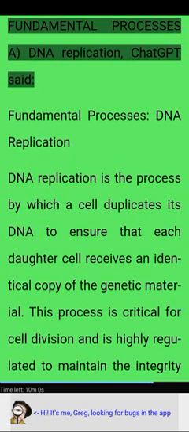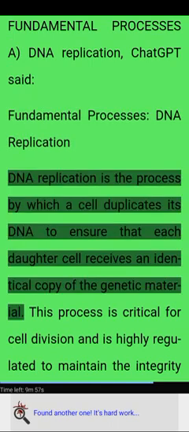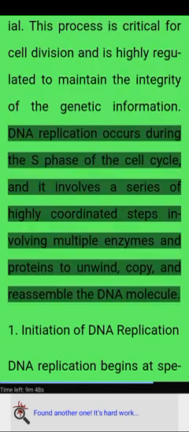Fundamental processes. A. DNA replication. DNA replication is a process by which a cell duplicates its DNA to ensure that each daughter cell receives an identical copy of the genetic material. This process is critical for cell division and is highly regulated to maintain the integrity of the genetic information. DNA replication occurs during the S phase of the cell cycle, and it involves a series of highly coordinated steps involving multiple enzymes and proteins to unwind, copy, and reassemble the DNA molecule.